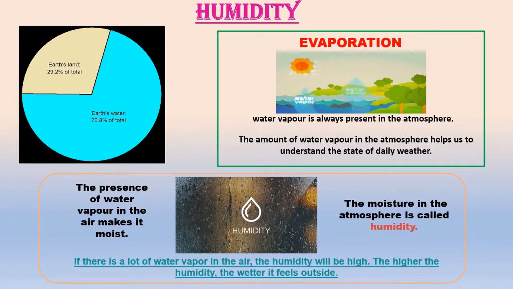If there is a lot of water vapor in the air, the humidity will be high, as we can see in the picture, and the higher the humidity, the wetter it feels outside. So the more water vapor in the air, the more the moisture, hence the more the humidity. And that is why this water vapor turns into water droplets.